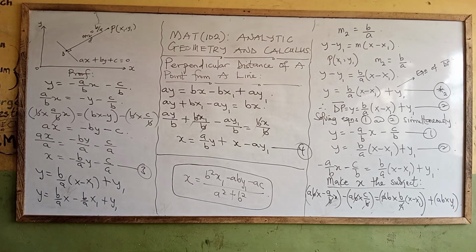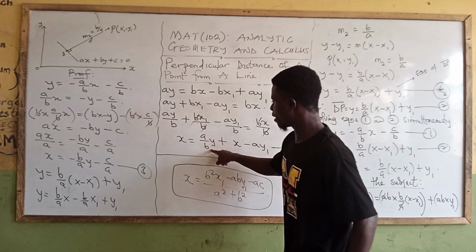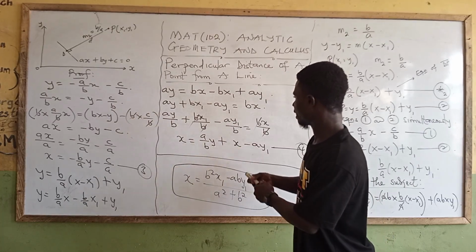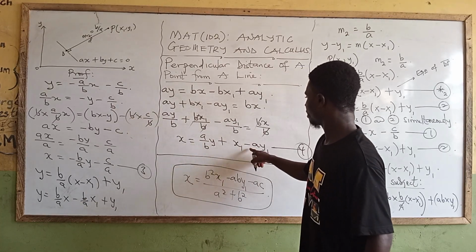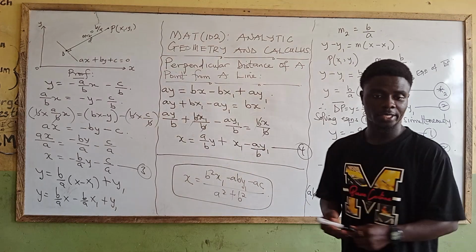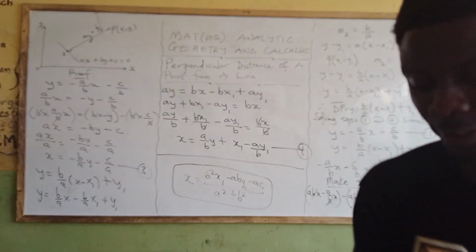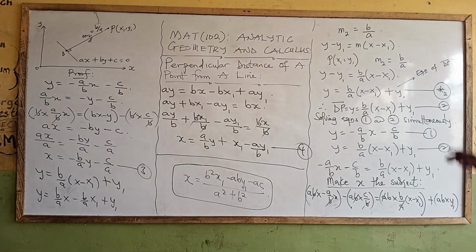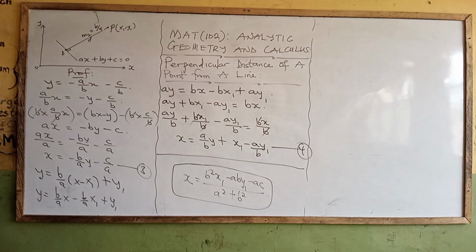Alright, so let's see. So I have my a over b y, then plus this will be my x1, then minus ay1 over b. So let me clean this side, then let's proceed with the program. It's very, very simple and very, very trivial as well.